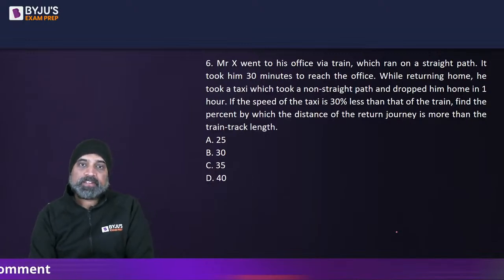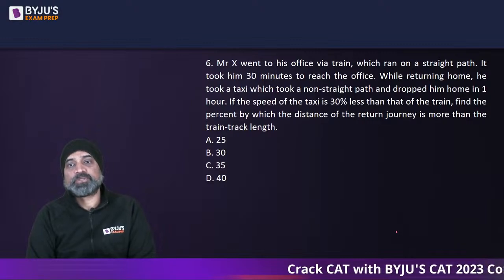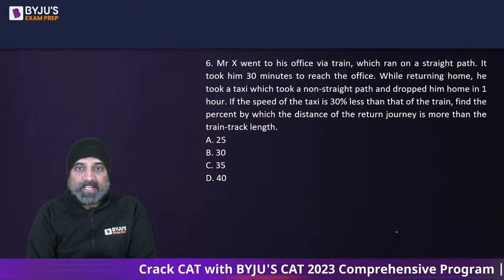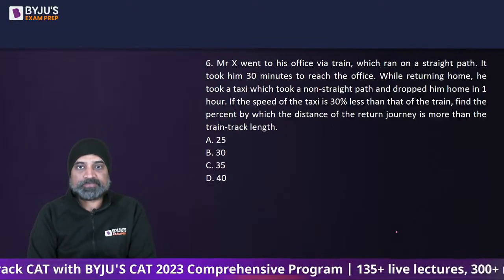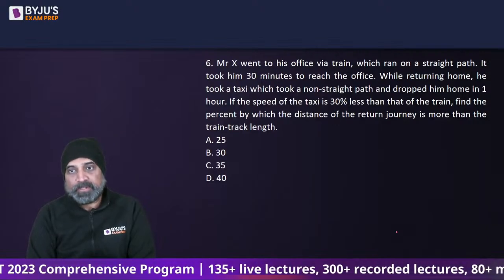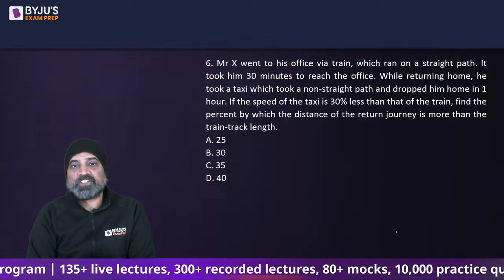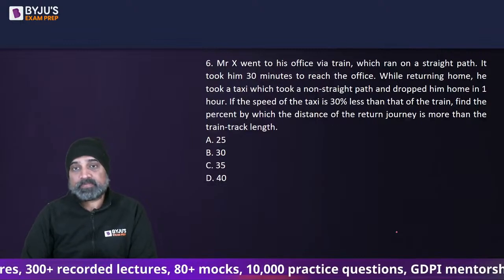Okay. Sixth, Mr. X went to his office via train, which ran on a straight path. It took him 30 minutes to reach the office. While returning home, he took a taxi which took a non-straight path and dropped him home in 1 hour. If the speed of the taxi is 30% less than that of the train, find the percent by which the distance of the return journey is more than the train track length.